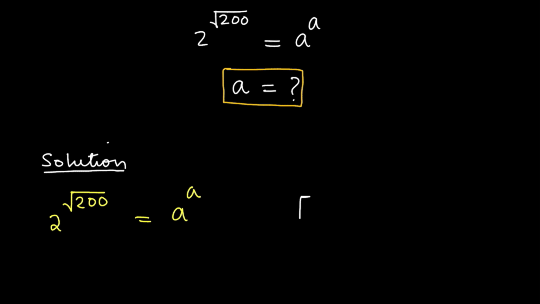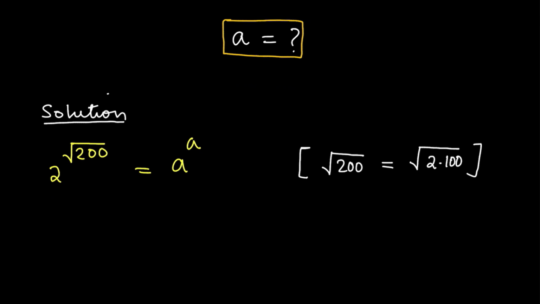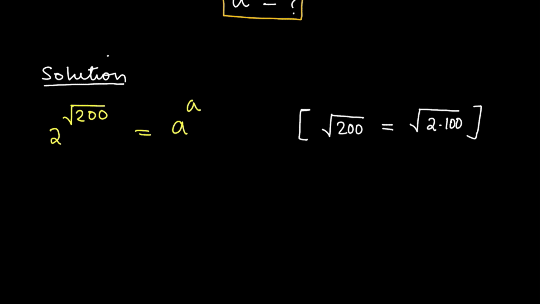The square root of 200 can be broken down into the square root of 2 times 100, which can further be broken down as square root of 2 times square root of 100. Square root of 100 is 10, and this is root 2. That gives us 10 root 2.